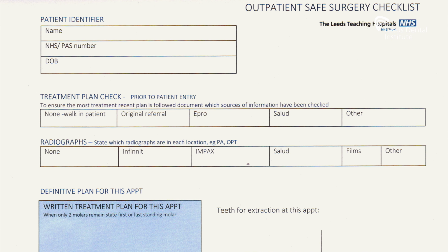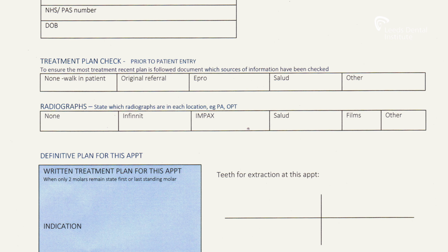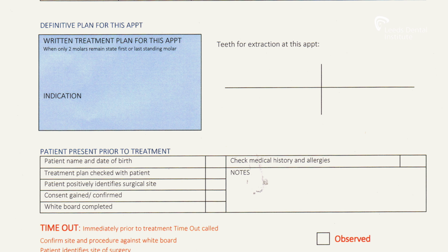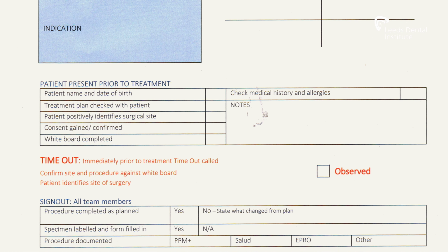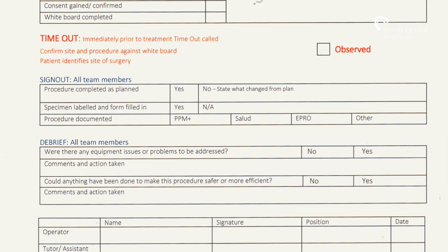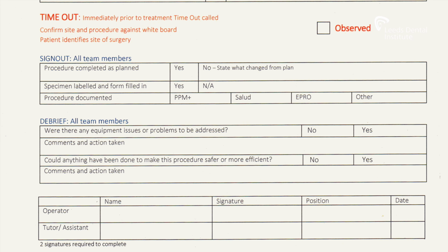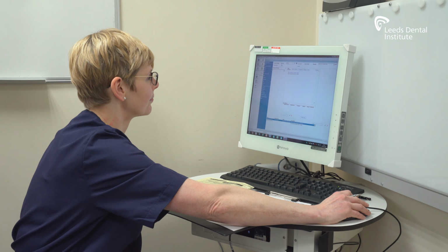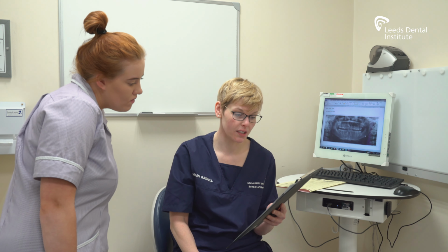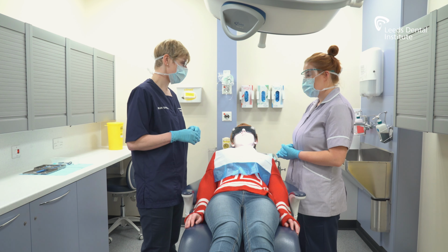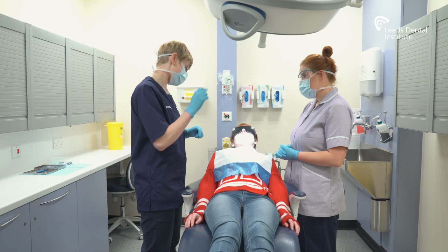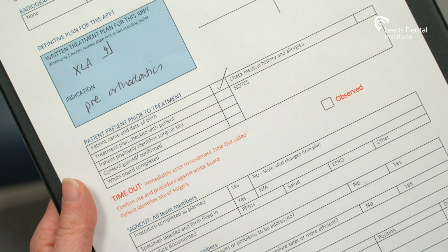The form is broken down into sections: patient details and a check of the plan prior to calling your patient. Checks to be performed when the patient is present. A formal timeout immediately prior to treatment. And post-operative checks or sign-out and a debrief. In this scenario, we will watch a clinician, Helen, demonstrate the process of using the checklist whilst working with her assistant, Beth. She will do this to perform an extraction for a patient. The operating clinician, whether it is a qualified clinician or a student, will be the person responsible for completion of the form.